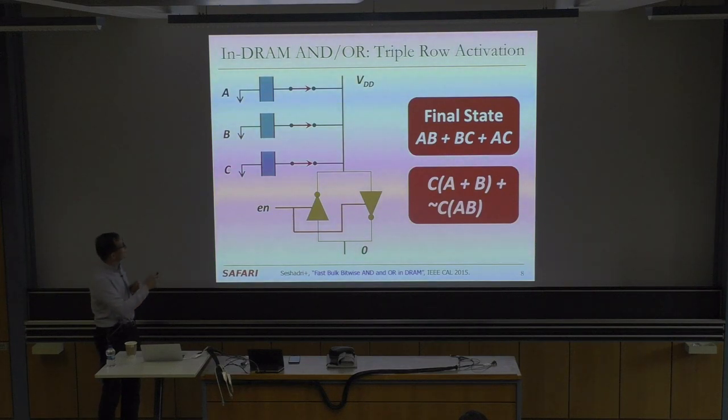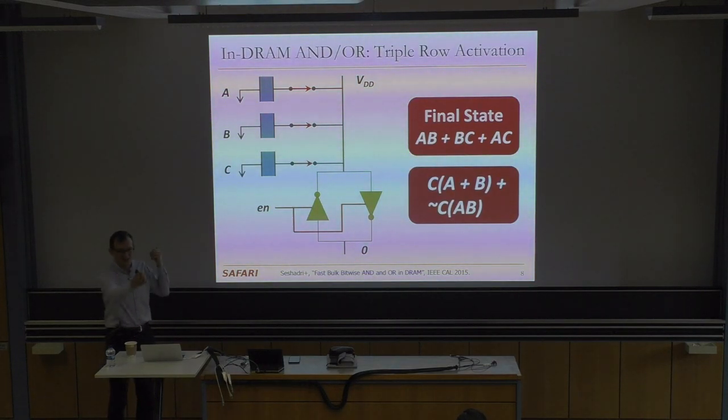So what we do is actually, in this work, we designate an area in the subarray where you can do this activation only on those 3 rows. And if you want to do a triple row activation in a row, you need to first copy that row to that designated area using the row clone primitives.